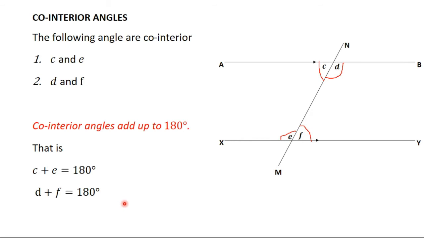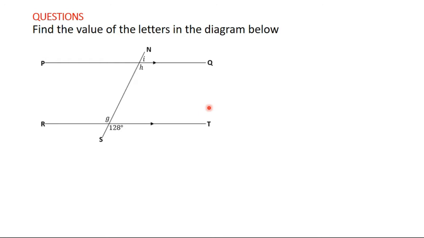Once again, remember that you can only have alternate angles, corresponding angles, and co-interior angles if and only if you have parallel lines with a transversal crossing it. If there are no parallel lines, you can't use any of these properties that we've learned. We are going to use these three properties, and add them to the previous properties that we learned in the previous video to solve this question that we have here.